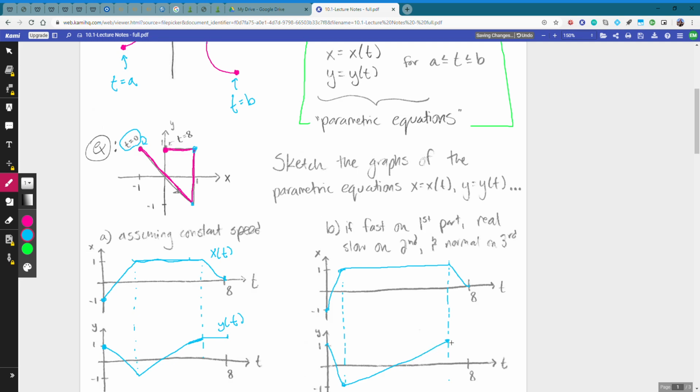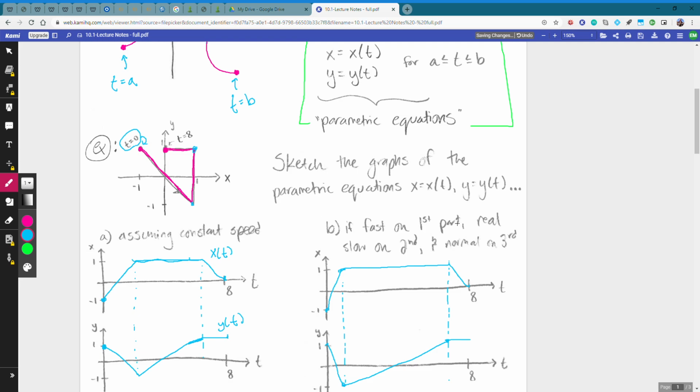up to 1. And then normal speed for the third leg, our y is constant at 1 as we just move horizontally. And so just like that. There we go. And so this is what our new x and y functions would look like given this change in speed of our particle.